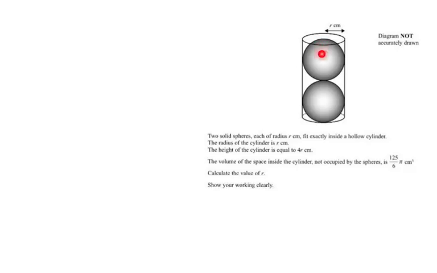So that is a radius, a radius, a radius, a radius. Let me just write it down. That equals 4r. So those spheres lie on the bottom of the cylinder and reach exactly to the top. 4r is the height. The volume of the space inside the cylinder which is not occupied by the spheres is 125 over 6 pi centimeters cubed. That is very important information. As you can see, there's all sorts of space still available around the spheres, and the volume of that space is 125 over 6 pi. Calculate the value of r.